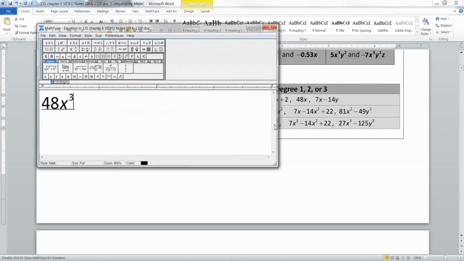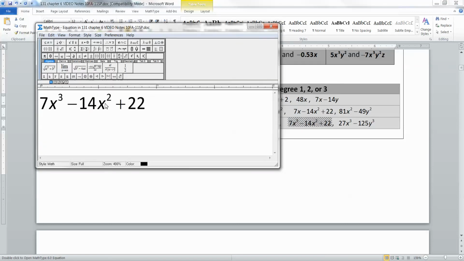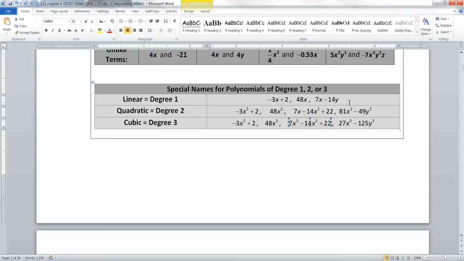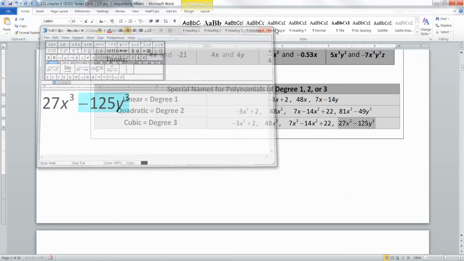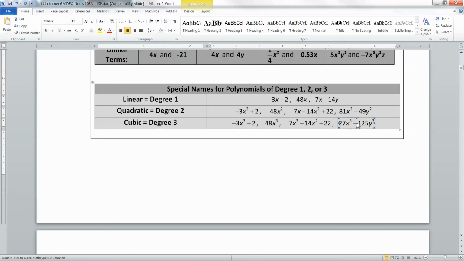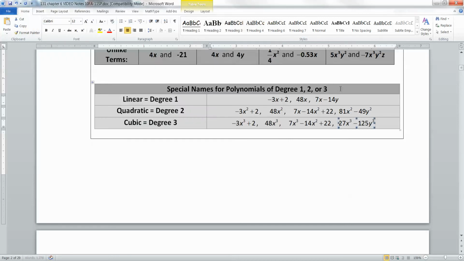And then you could have 48x cubed. Or you could have 7x cubed minus 14x squared plus 22. The highest degree is 3. Or you could have 2 variables in it, x cubed and y cubed, but that's okay as long as the highest degree is cubed. I honestly don't have to have this cubed. It could be squared, it still would be a cubic, right? It has to be cubic. Highest degree 3. All right.